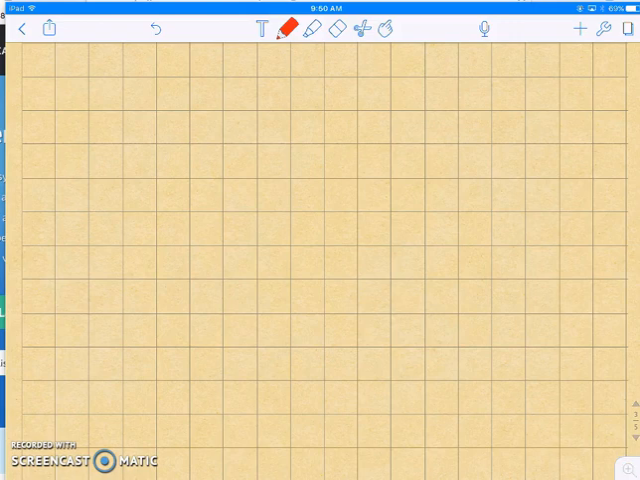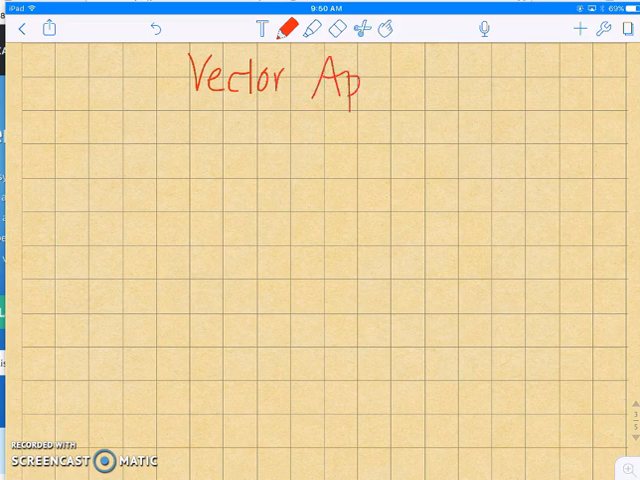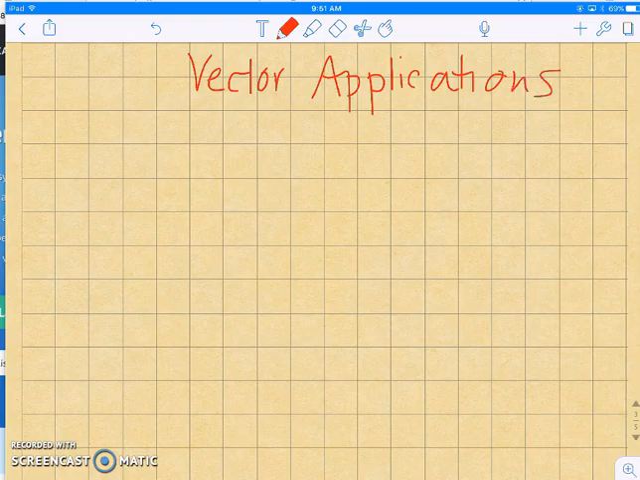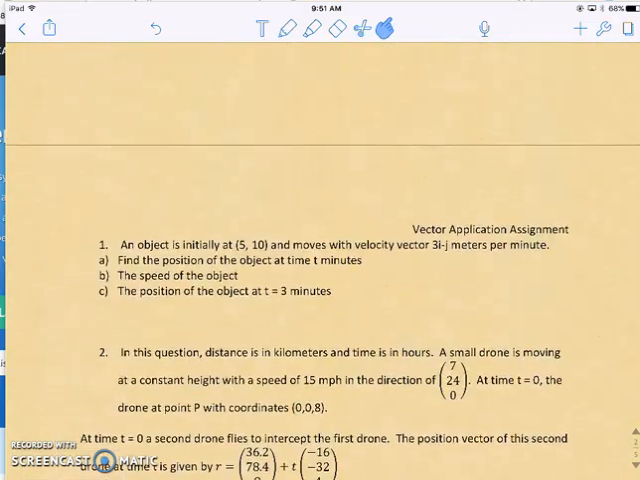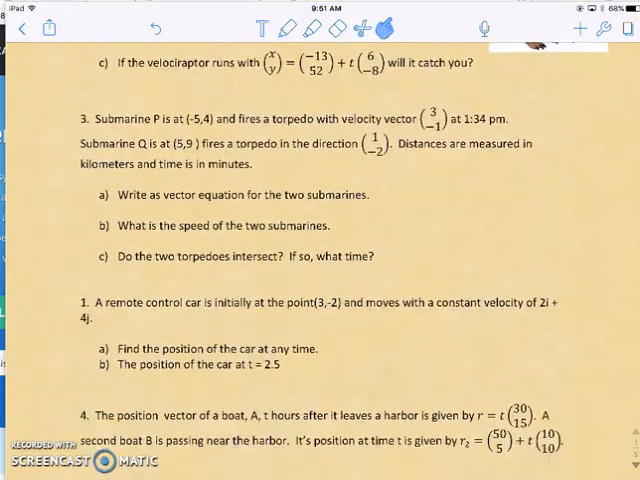Today we're going to take a look at vector applications. And we're going to look at 3 or 4 problems here. So let's see, I'm going to go back up here and get the first one that we're going to take a look at.